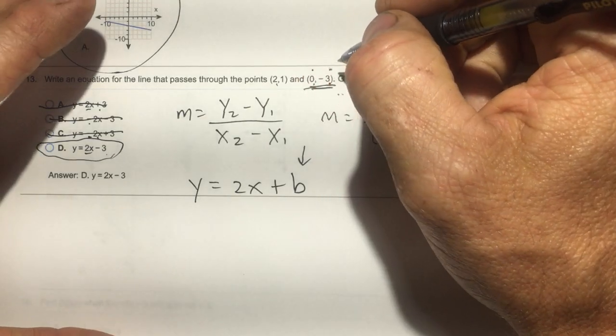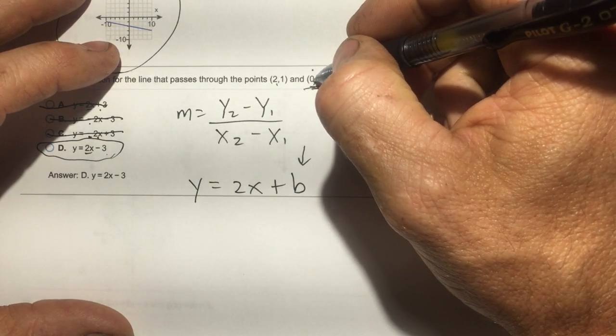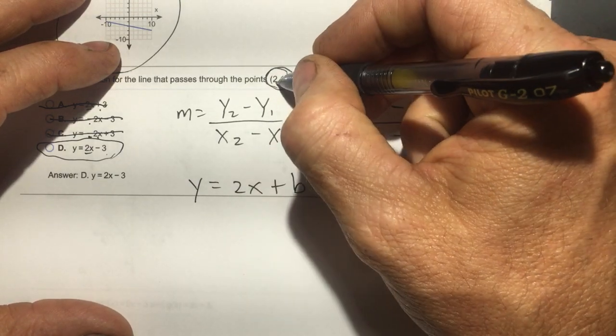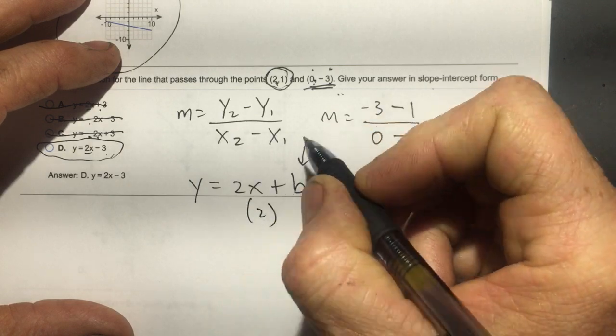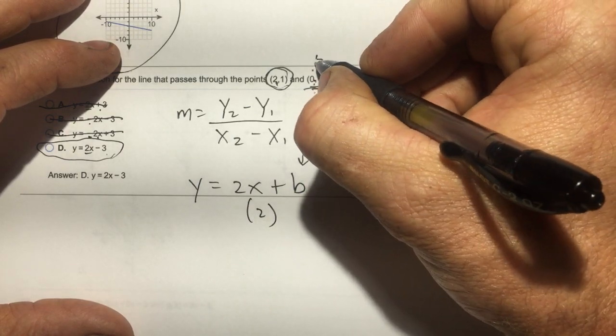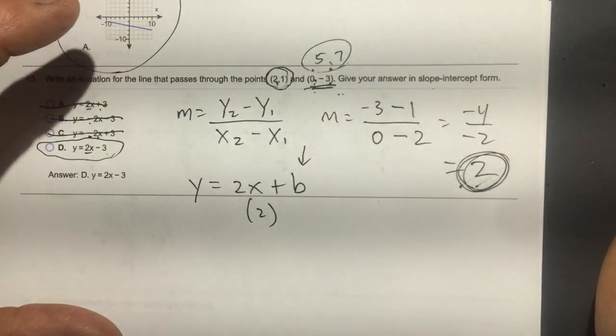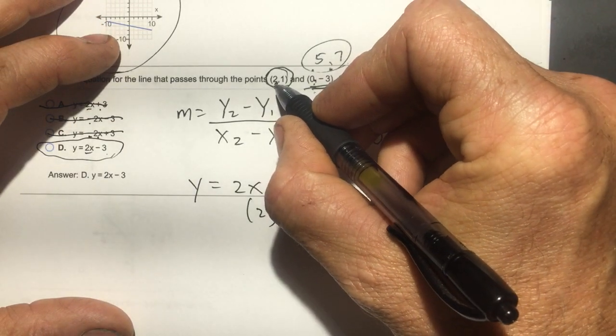Now, if you didn't have that, you just take your point and plug it in. So I would put 2 in for x. Now this is if you didn't have, like suppose this was 5, 7 or something instead of 0, negative 3, you didn't have the y-intercept. So I'd take 2, put it in for x.